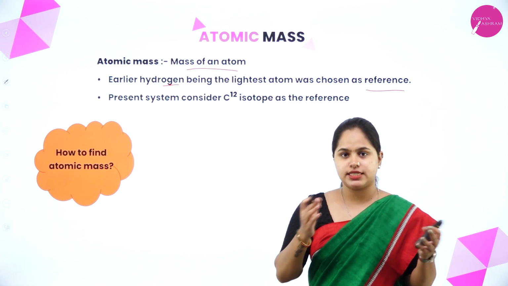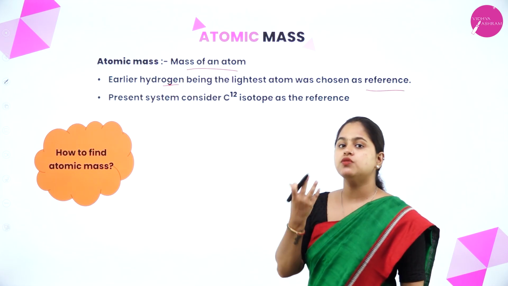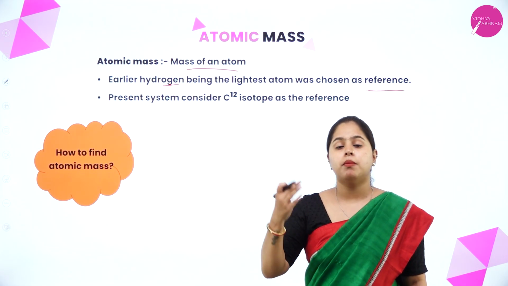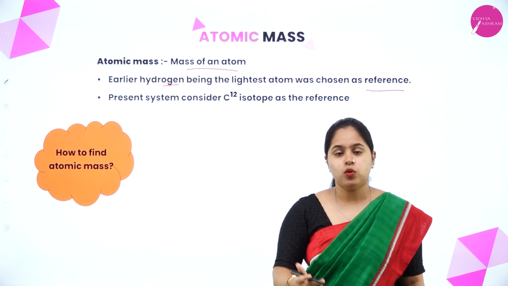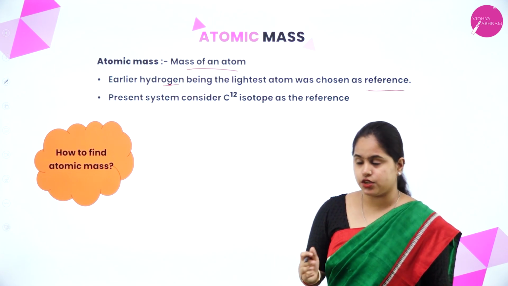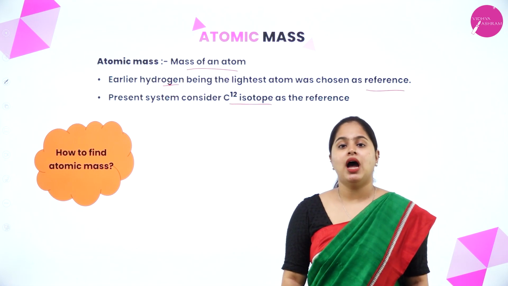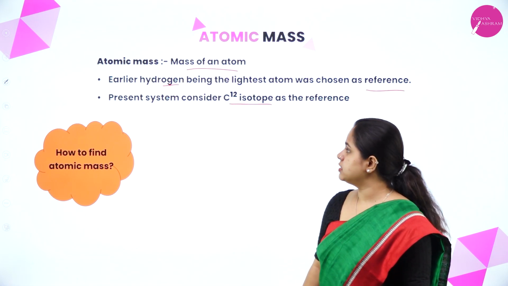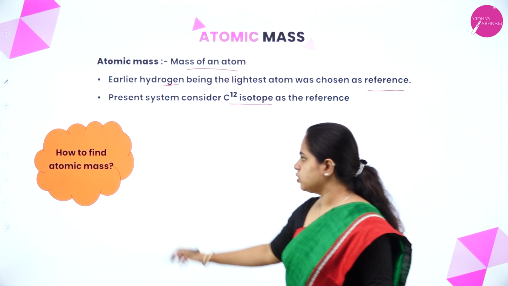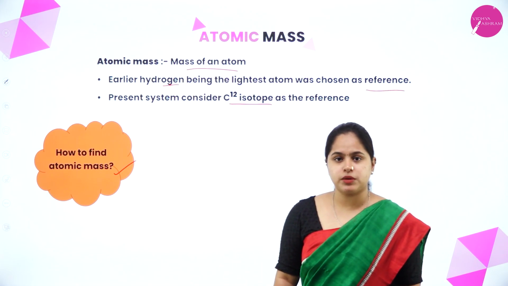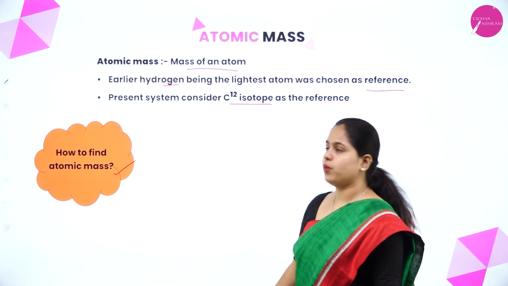As I said, the mass is related with something else. So, earlier hydrogen was your reference, right? The mass of your atom was compared with the mass of hydrogen. But nowadays, hydrogen is not considered as your reference. The present system considers the carbon-12 isotope as the reference. So now the question arises, how do you find the atomic mass? We know that the reference that we are going to use here is the carbon-12 isotope.